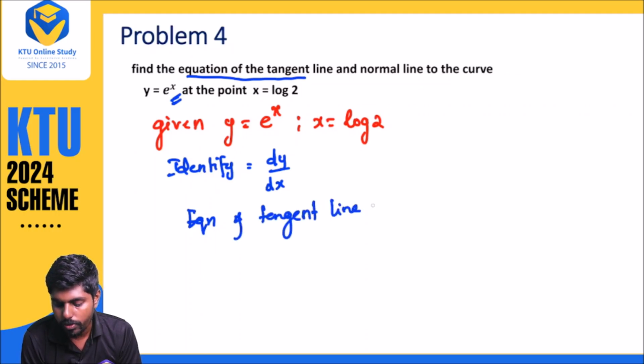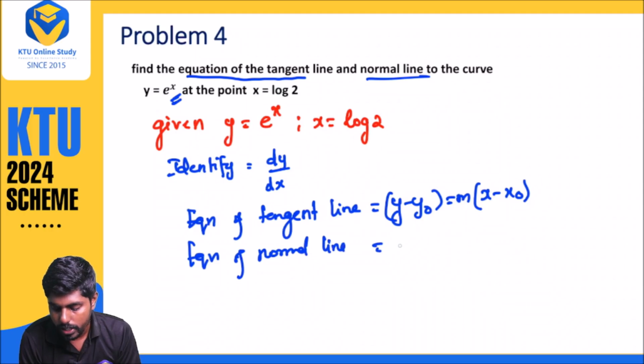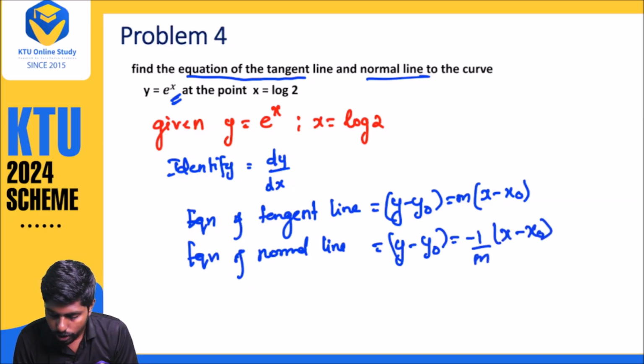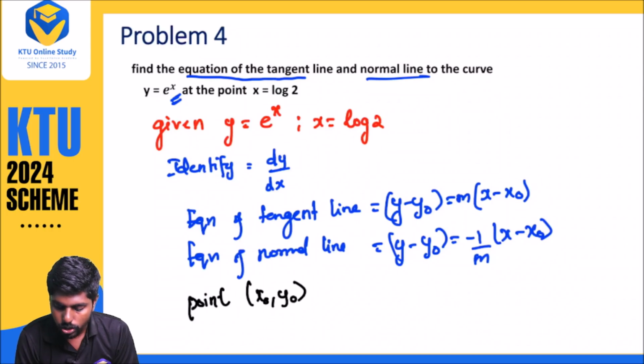So what is the formula of the equation of tangent line? That is y minus y naught is equal to m into x minus x naught. And the equation of normal line also they have asked. So the equation of normal line is y minus y naught is equal to minus 1 by m times x minus x naught. So from here we need the point x naught comma y naught. So how can we identify x naught comma y naught?